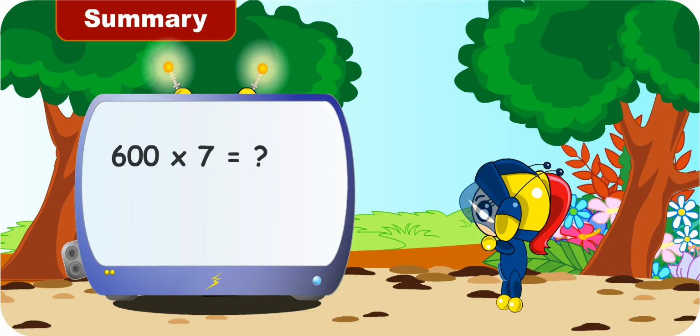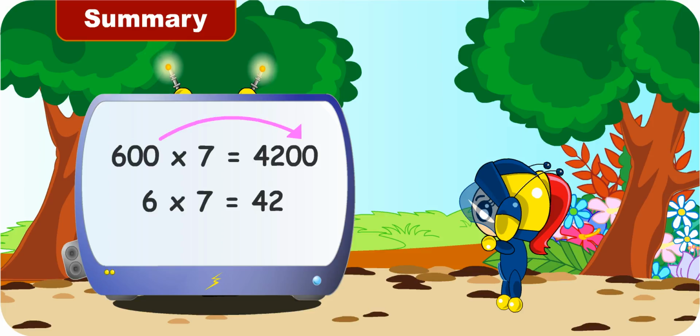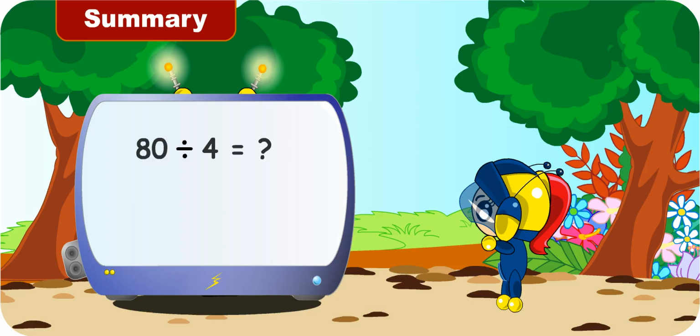Example 1. Solving 600 times 7. I ignore the 2 zeros in the question and multiply 6 times 7 to get 42. Then I put back the 2 zeros to the answer. Example 2. Solving 80 divided by 4. I ignore the 0 in 80 and divide 8 by 4 to get 2. Then I put back the 0 to the answer.